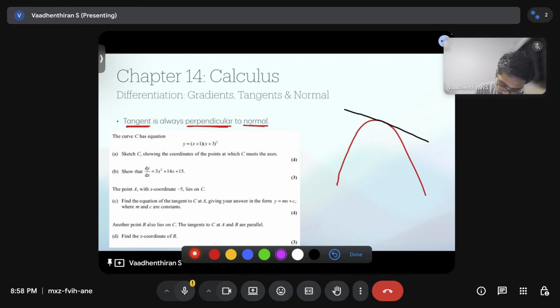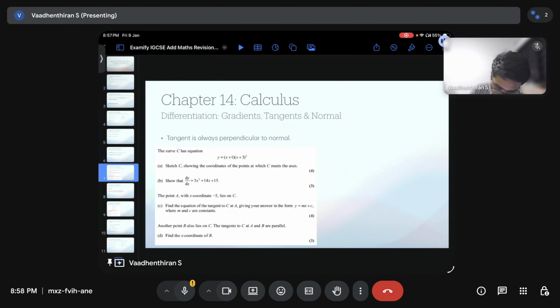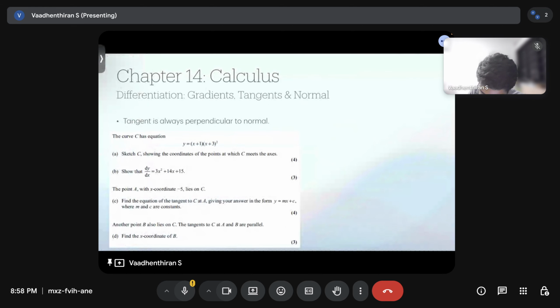So the normal will be perpendicular to this tangent. So this should be 90 degrees. With this fact, we will solve some questions. And as you can see, there's an example question here. Let's tackle it together.